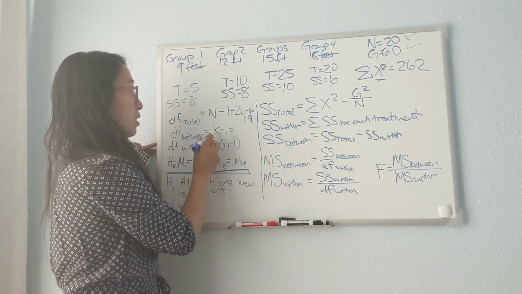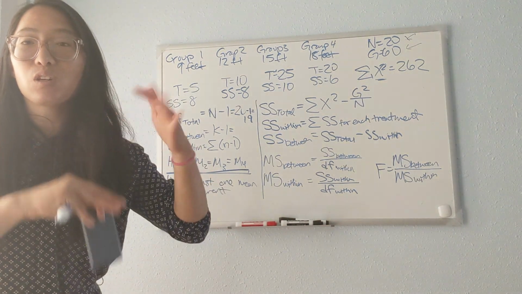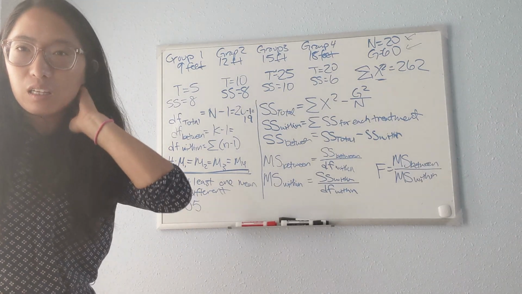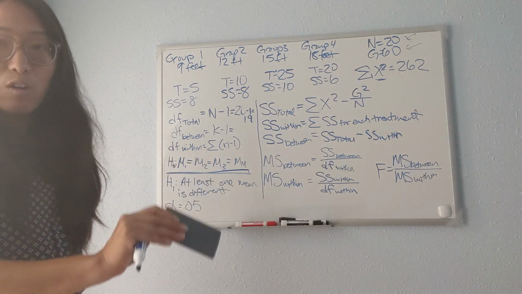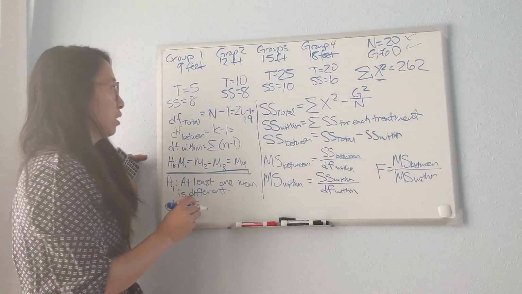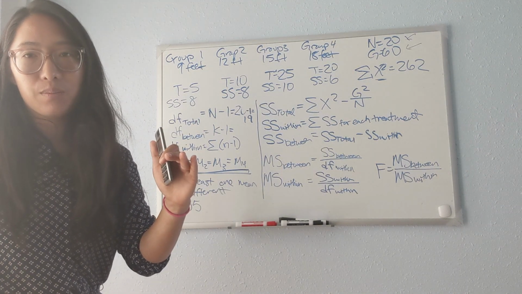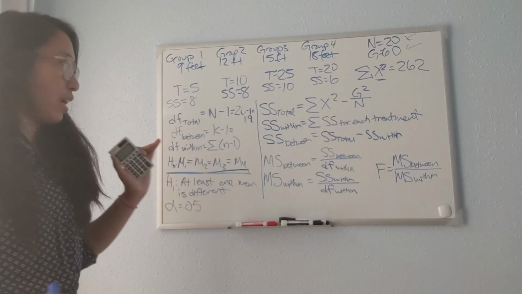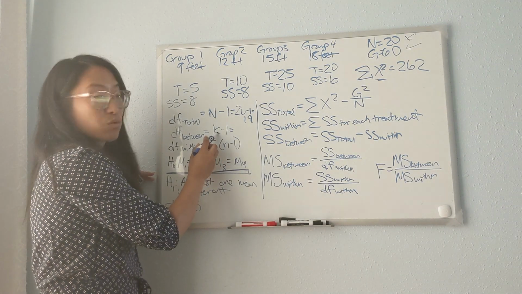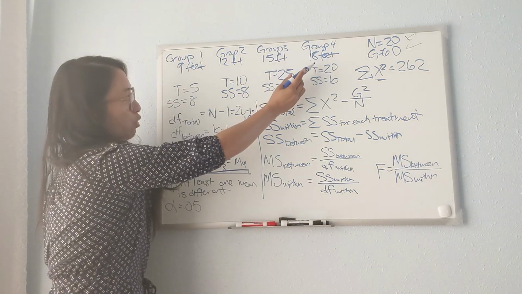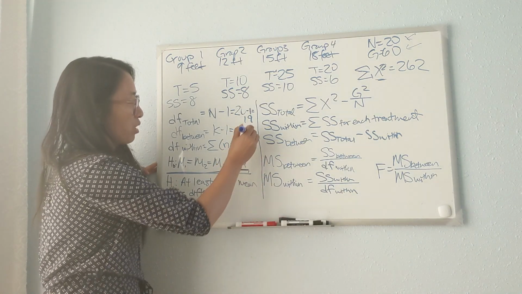Then for degrees of freedom between, k is the number of groups. Before this slide, I list all the equations too. I think sometimes it's easier to see the equations written out all at once, but in the PowerPoint, I give all the equations. I have a degrees of freedom slide, then a sum of squares slide, and then an F-test slide. It's k, the number of groups, minus 1. There are 4 groups in our study, so we do 4 minus 1, and that is 3.